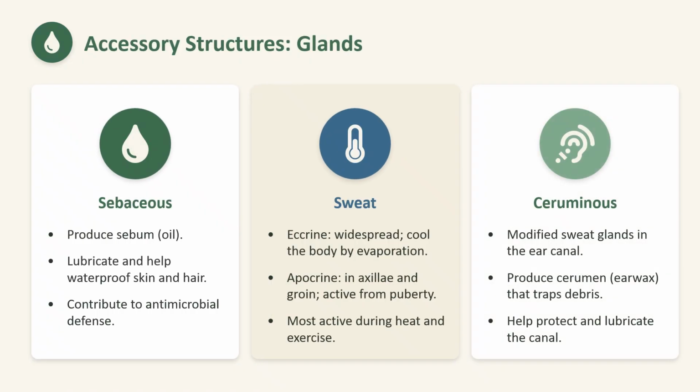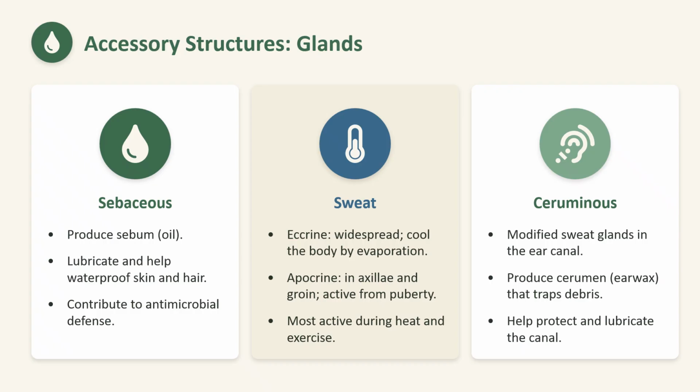The third group of accessory structures is the glands, and there are three types to know. Sebaceous glands on the left produce sebum, which is an oily secretion. Sebum lubricates the skin and hair, helps waterproof the surface, and has mild antimicrobial properties that support the skin's barrier. When these glands overproduce or become blocked, you get the acne that we'll discuss in the next lecture.